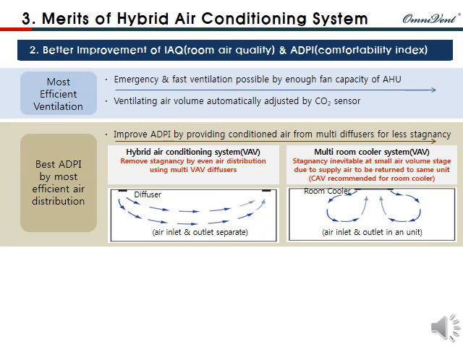As shown in the middle images, due to supply air returning to the same unit, stagnancy at a room cooler using multiple cooler systems is inevitable at a minimum running stage at small air volume. However, the use of VAV diffusers as a separated inlet and outlet will remove stagnancy and create even air distribution. Therefore, due to prevention of a cold draft, room comfort will be improved by efficient and increased energy distribution.